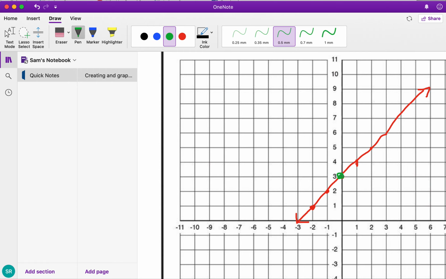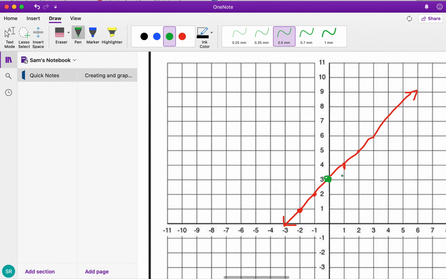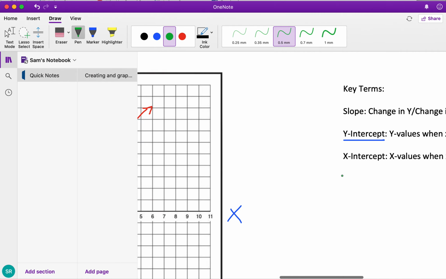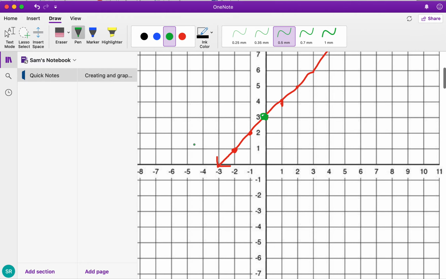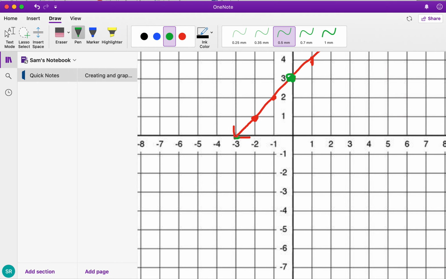That is called our y-intercept. Now our x-intercept is our x value when y equals 0. So that's going to be our intersection with the x-axis. And clearly we can see that happens right over here. When y is 0, x is going to be negative 3.